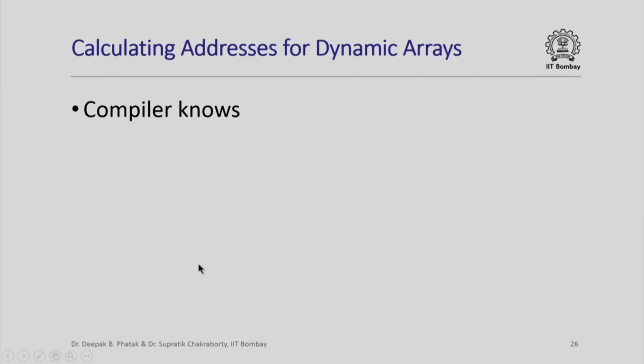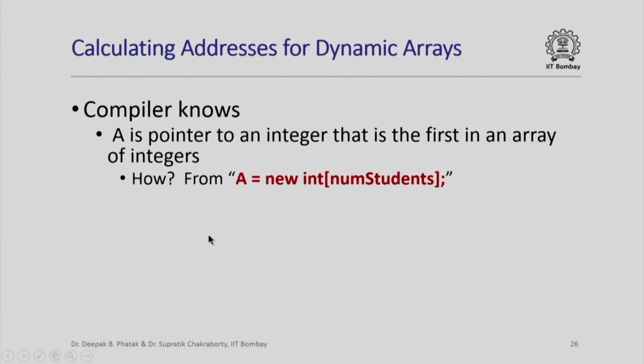So, how are the addresses of A[0] and A[1] going to be calculated? Well, this is not very difficult. If you think about it, the compiler knows that A is a pointer to an integer, and that integer is basically the first in an array of integers. How did the compiler know this? From this statement. I am clearly saying I want to allocate an array of integers, and A is going to be the pointer to the first of those integers.